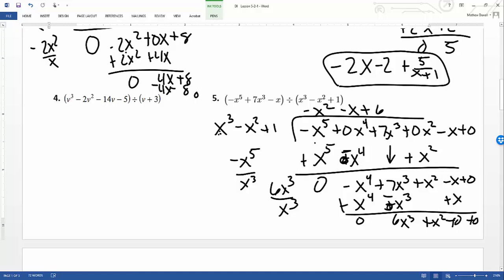So now we need to distribute. That times that is 6x cubed. 6 times minus 6x squared. That times that gives me plus 6. Subtract, so change the signs. So that's going to cancel out. You're going to be left with 7x squared and then minus 6. So that's going to be the remainder. So plus 7x squared minus 6 over what we divided by.